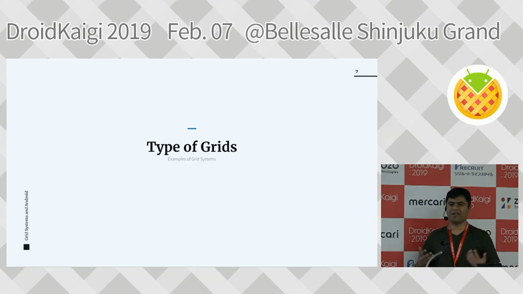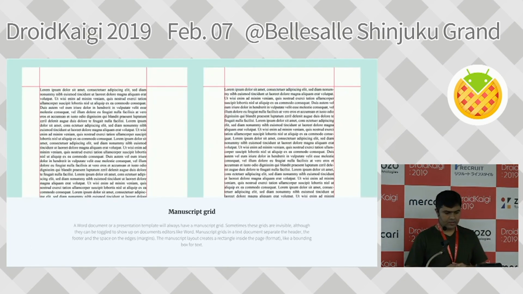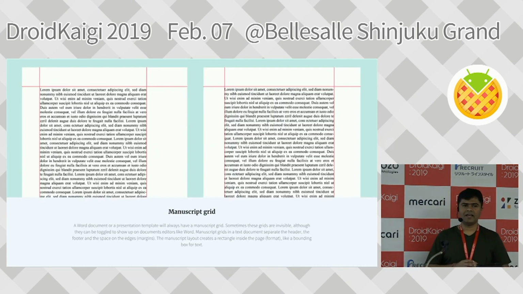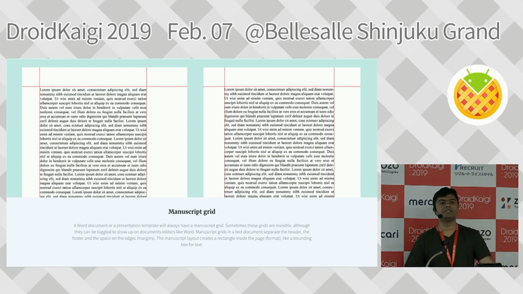Different types of grids that you might have seen everywhere. The first grid that's on the screen right now is called the manuscript grid. Have you seen this before? In paper books, right? Where else? In any software that you might have used, Microsoft Word, right? In any kind of text editor, this is the default format that's out there, right? So this is called a manuscript grid because manuscripts or books are typically written in this format.